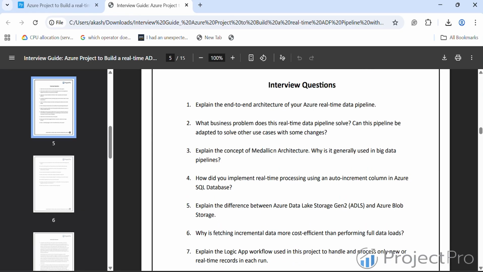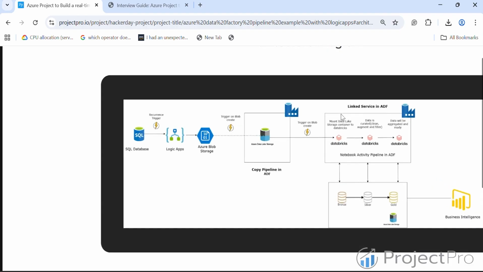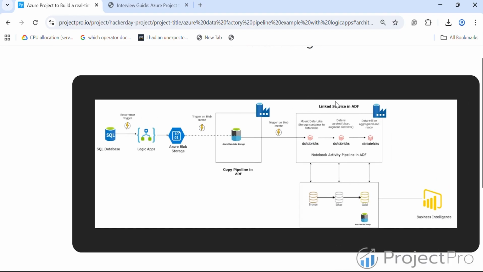And the next question we have is, explain the concept of Medallion architecture. Why is it generally used in big data pipelines? This is a very commonly asked question. You can also consider it as a conceptual question, because Medallion architecture is a commonly adopted principle in big data techniques. In our project, we have included this technique in all three parts, part one, part two, and this part of the Azure project series. We have also used that in our linked service, or you can say notebook activity pipeline. So Medallion architecture is not just a data pattern, it's a data governance and data quality strategy. The plan is pretty simple.